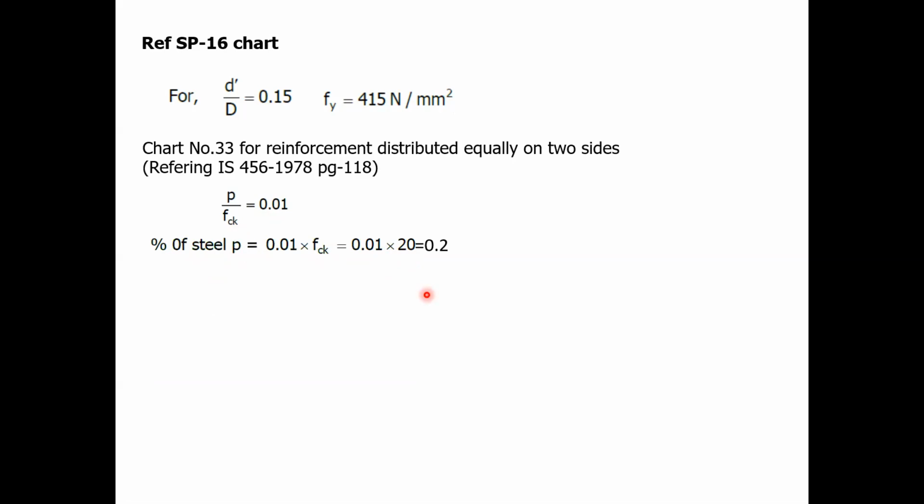Okay. Next, take down. Minimum percentage of steel to be considered is 0.8% of the gross area. So this is for column. But here the percentage of steel is 0.2. You can't consider this one, right? Understood?